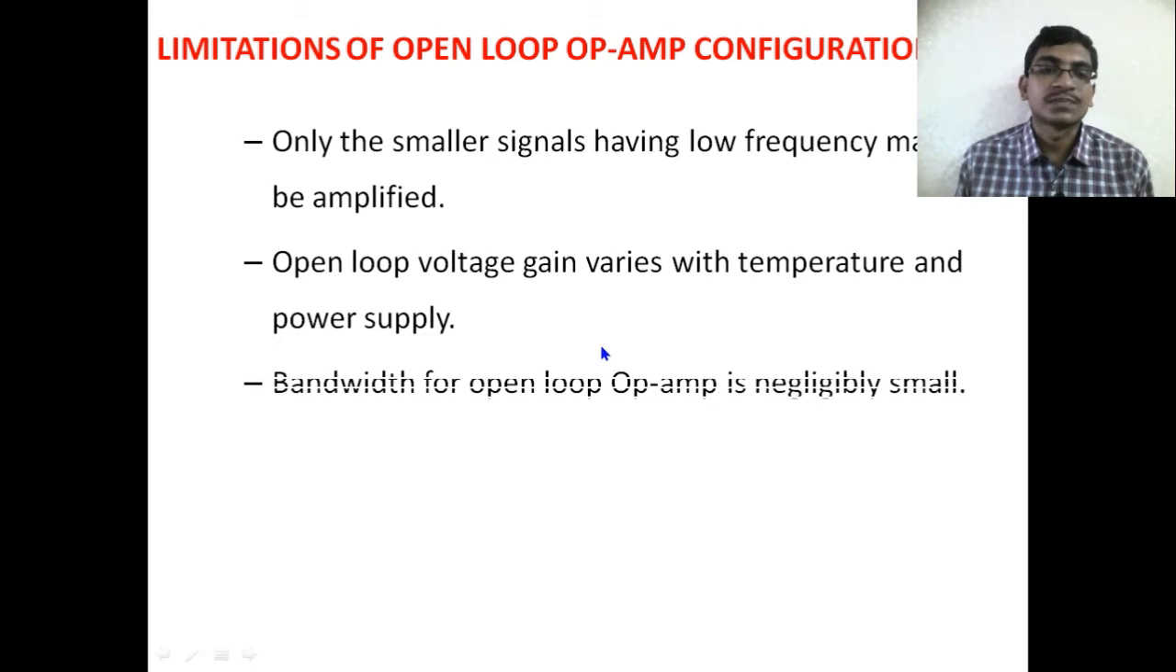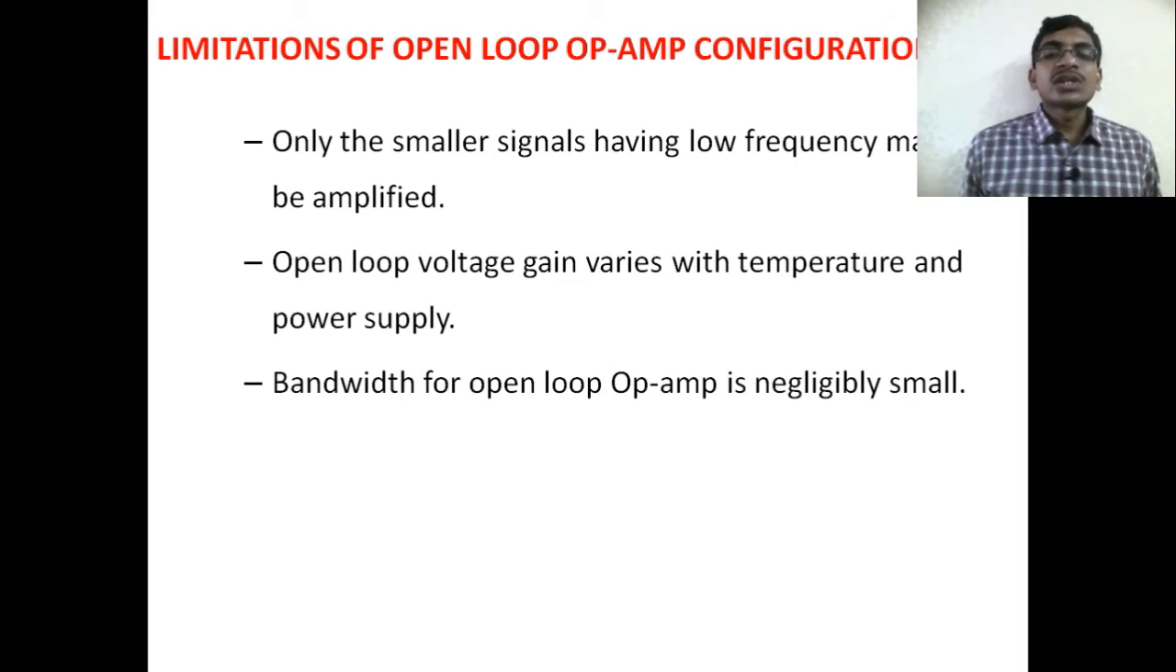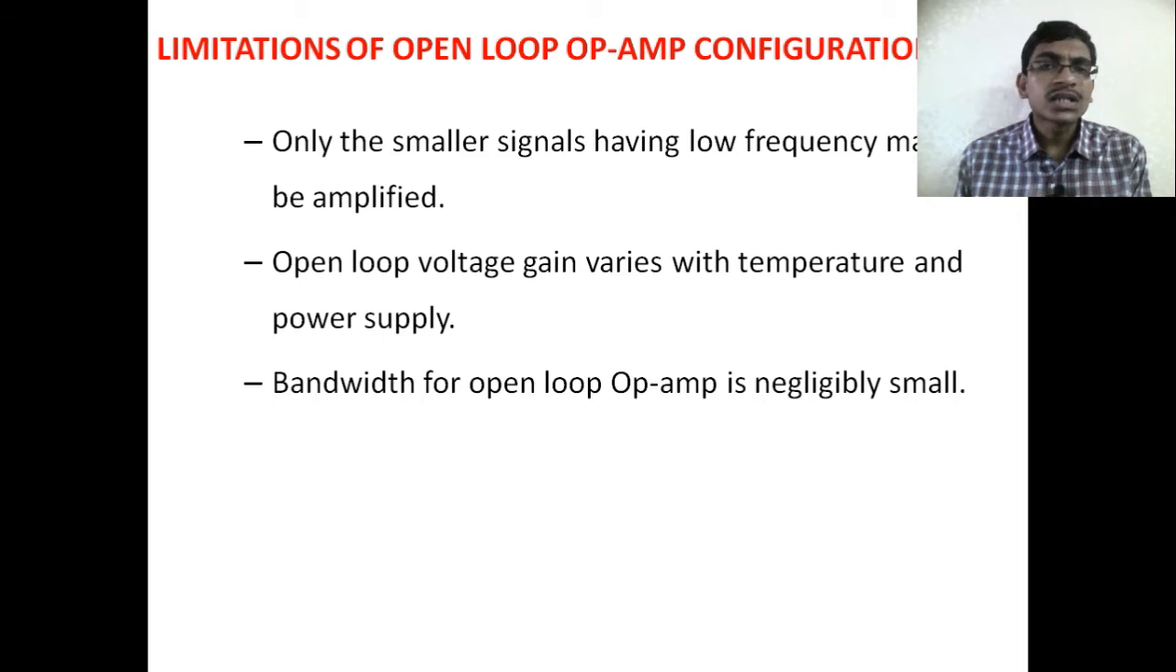And the next limitation is that the bandwidth of the open loop op amp is negligibly small. The bandwidth is very small. We can't give more signals as an input for this open loop configuration. We already know the gain of the open loop operational amplifier is high, but the bandwidth is very narrow.